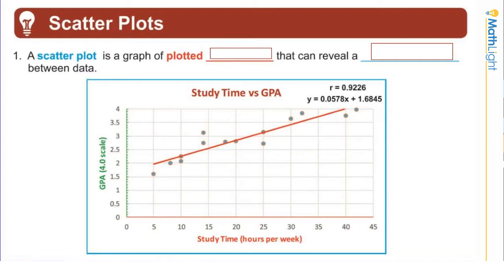Right? So what is a scatter plot? It is a graph of plotted points that can reveal a correlation between data. Now notice the word can. It can reveal a correlation. It may also reveal that there is no correlation between the data. So when you look at data that is clustered together along a line, then you see a correlation. And if you have data that is not clustered together along a line, then you don't have a correlation.